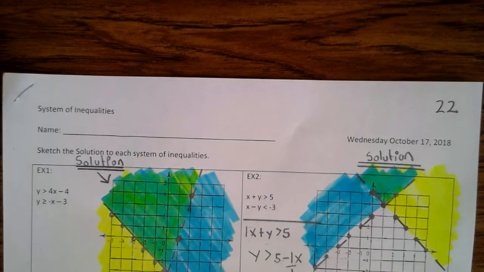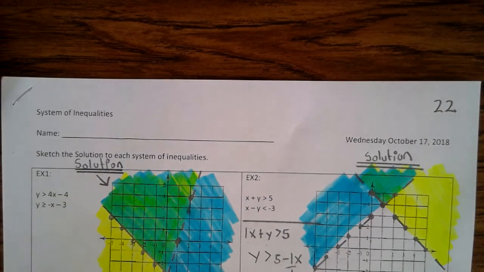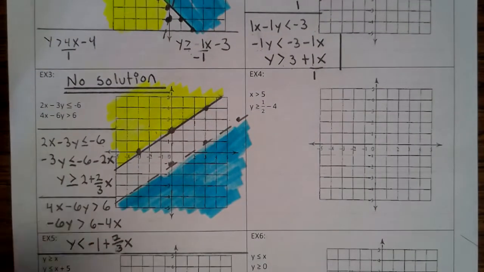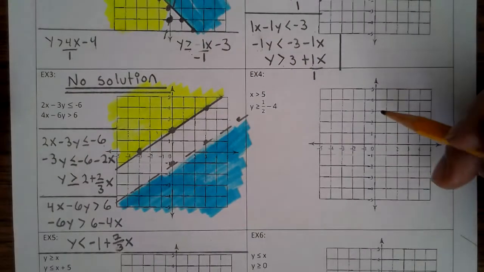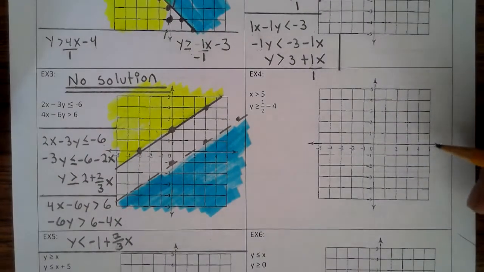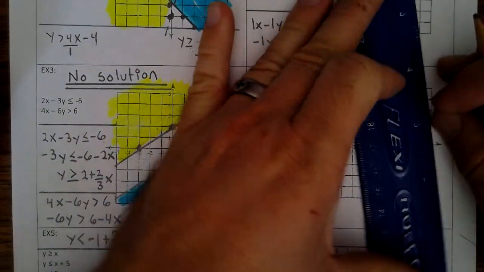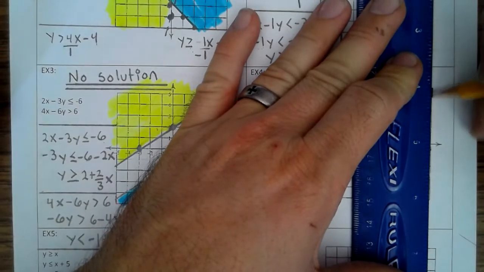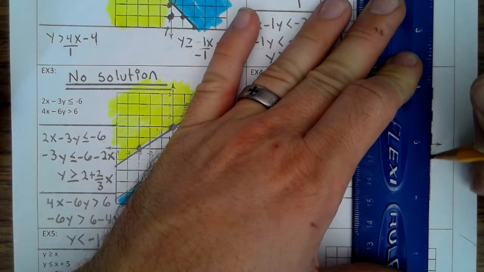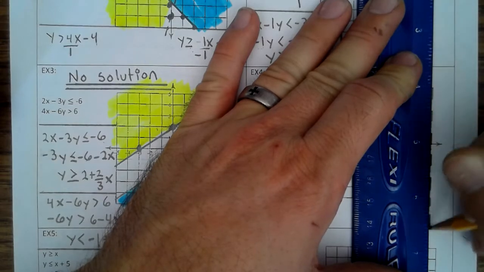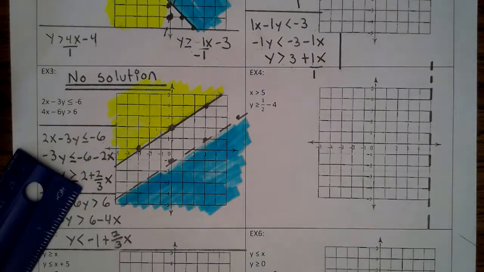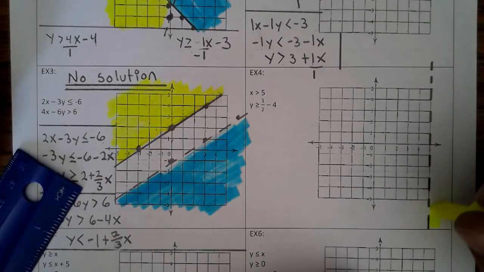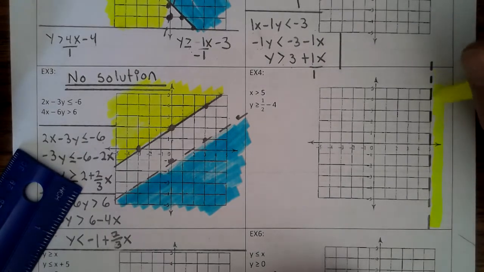So just underline those two because that's where the solution was. All right, example 4. All right, so x is greater than 5. That means we have a dashed line at 5. Okay. And then since it's greater than, we shade to the right.